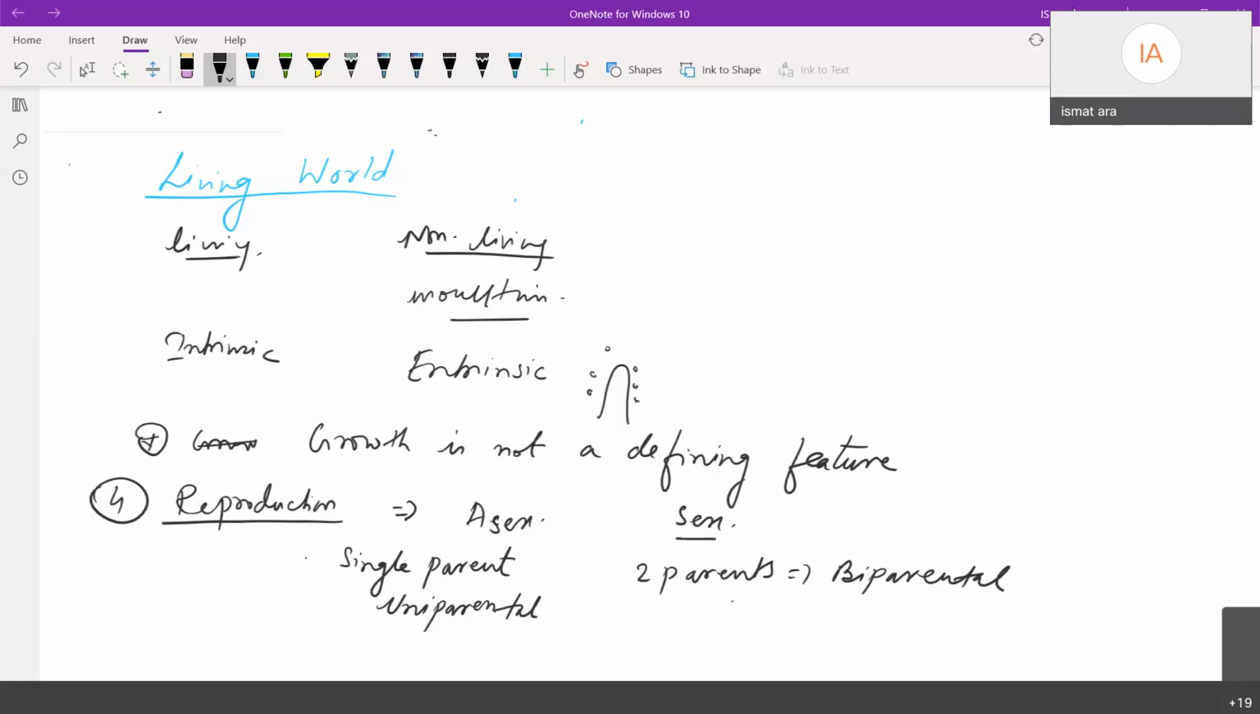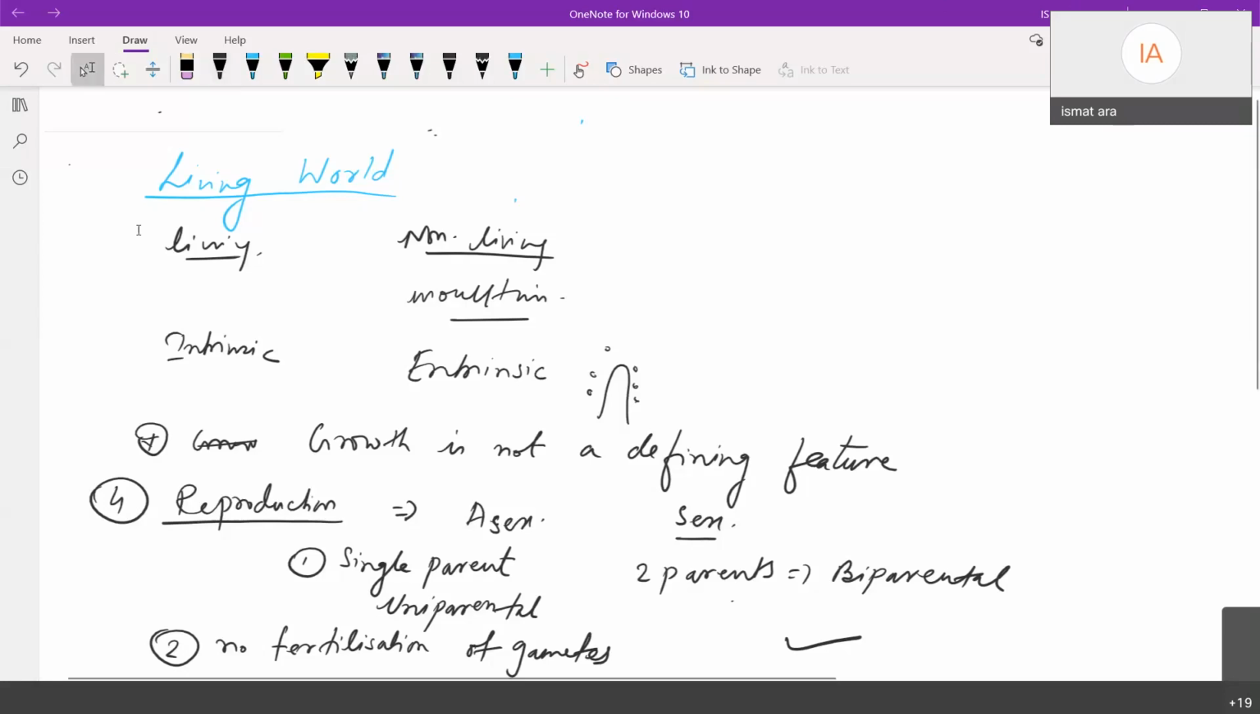In asexual reproduction, there is no fertilization of gametes. But in sexual reproduction, fertilization of gametes takes place. We can take an example of sexual reproduction like human beings. Now, where will you get asexual reproduction? That I'll tell you.